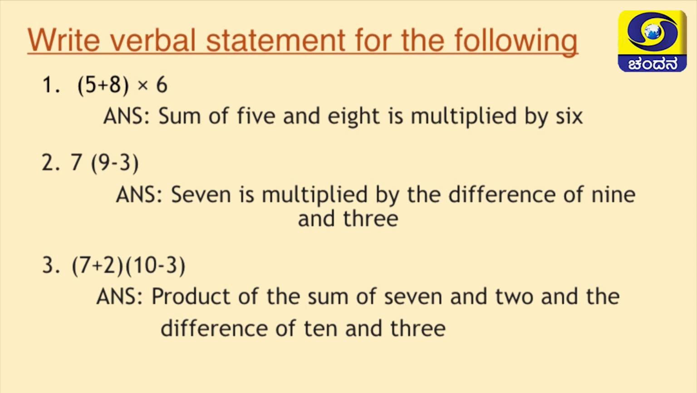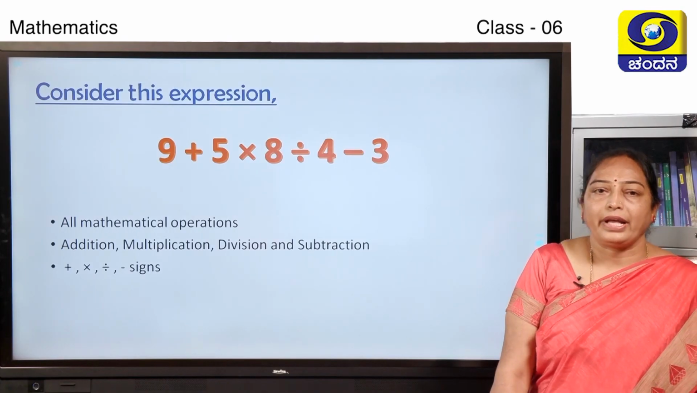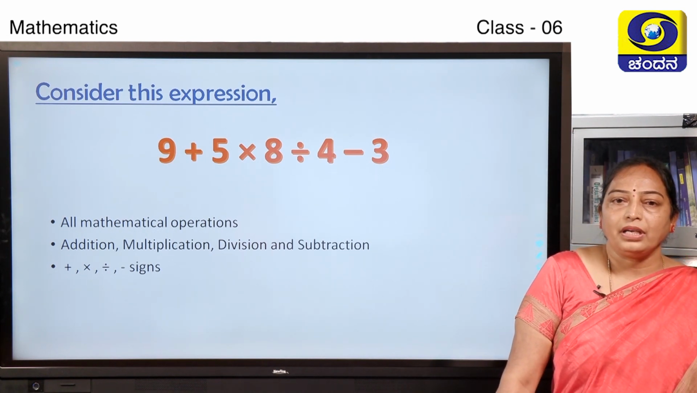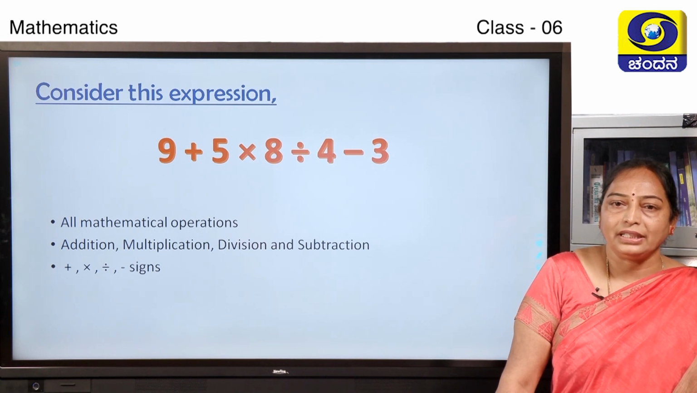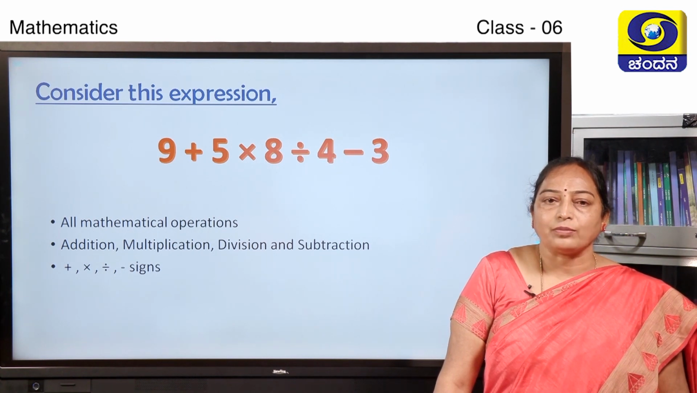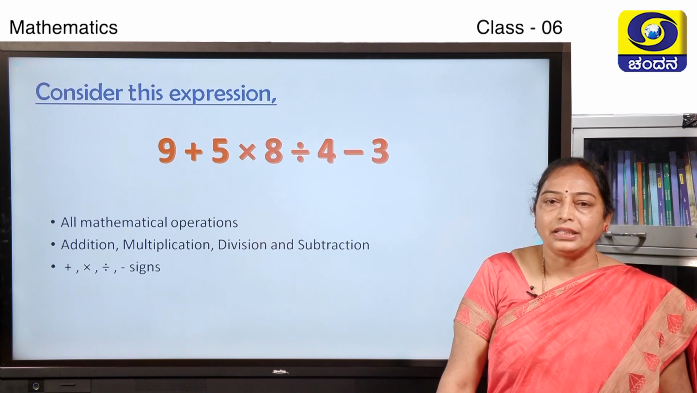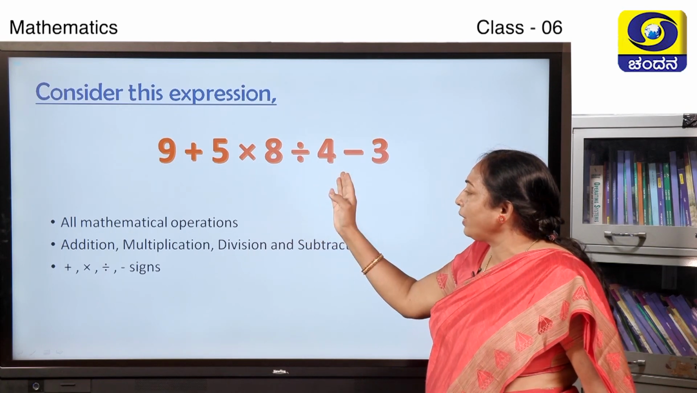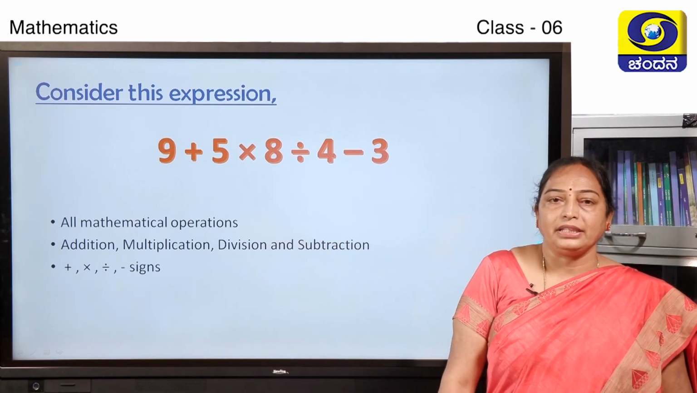(7 plus 2) into (10 minus 3). How do we read this? Product of the sum of 7 and 2 and the difference of 10 and 3. Did you understand, children? Next, go with one more expression. Consider this expression: 9 plus 5 into 8 divided by 4 minus 3. Here we can see all the fundamental operations in the same sum. Addition, multiplication, division and subtraction. Plus, into, divided by, minus. All the signs we are seeing in this expression.